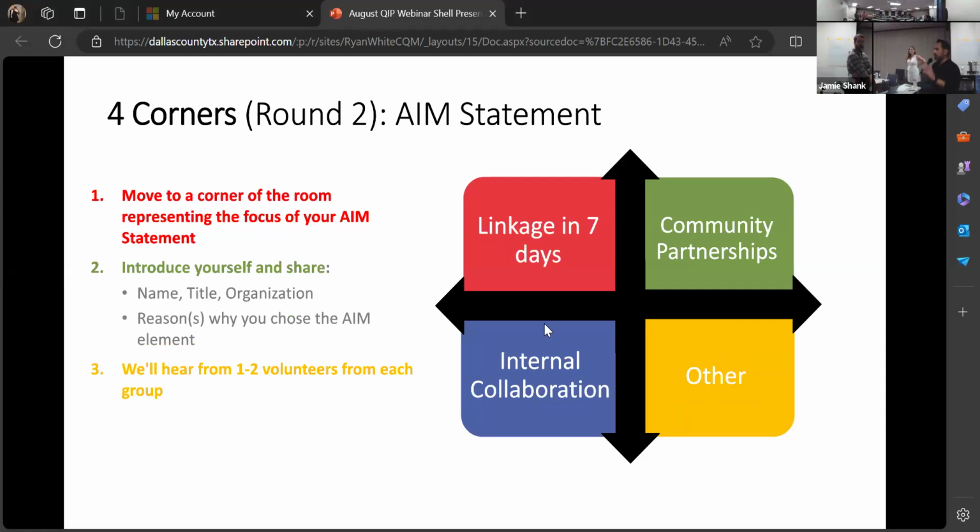You're going to select the corner, go there, and see how this is related to the aim statement. Look around. On this side, we have linkage to care in 7 days. On that side, we have community partnerships, others, and internal collaborations. Look around again and go to the corner that was part of the aim statement. Again: linkage to care in 7 days, community partnerships, other, and internal collaboration.